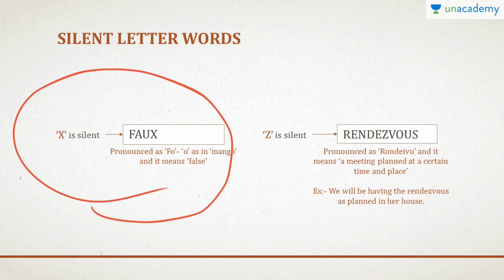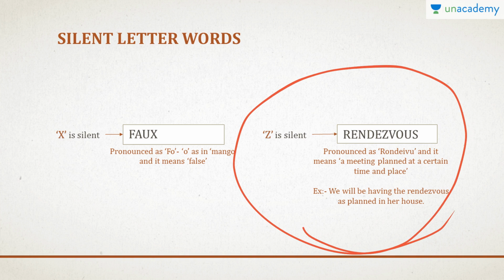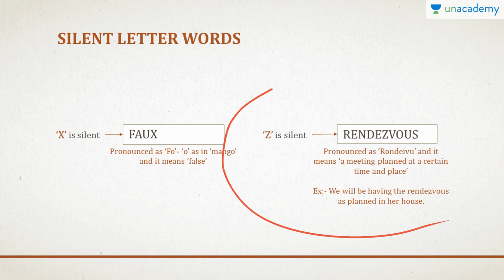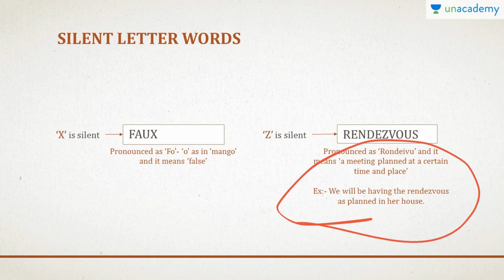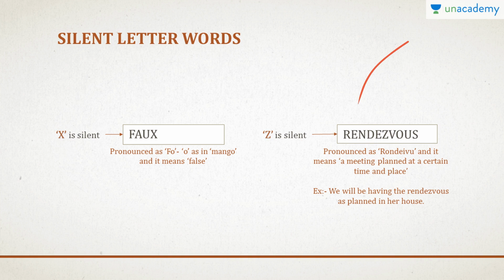In this particular word, rendezvous, initially even I had trouble pronouncing this, but eventually I learned. So it's rendezvous, and it means a meeting planned at a certain time and place. So Z is silent here. And an example is, we will be having the rendezvous as planned in her house. Okay, I hope you go through the video one more time, just so that you can practice along with the video. So be careful when you're writing words that have silent letters in them. That's the way English is, and I think we've got to get used to writing them without any spelling mistakes, and also pronouncing them correctly while speaking.